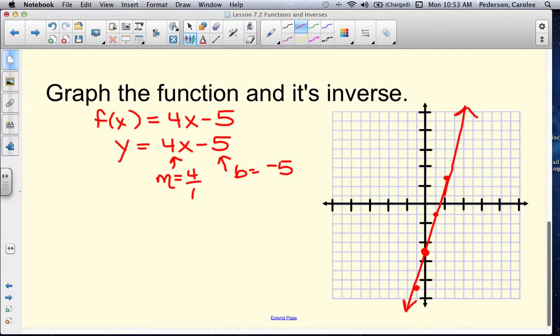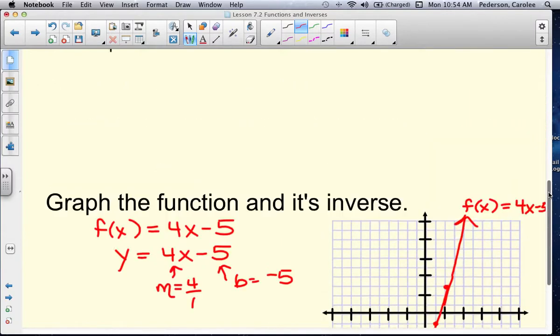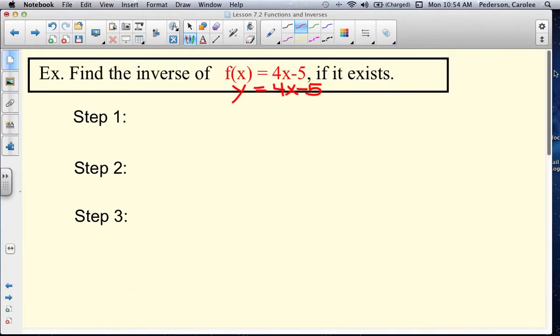This is the function 4x minus 5. If we look at this red function, does it pass the horizontal line test? Yes, it does. So we have an inverse that is possible. So now let's go ahead and find out what that inverse function would be. And we're going to do those 4 steps from the previous slide. Let's come back up. Find the inverse of this red function.